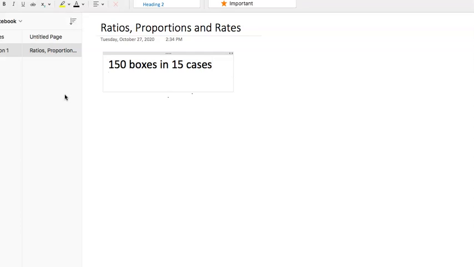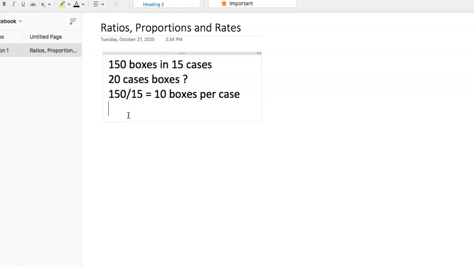Then this year, we know 20 cases, boxes, question mark. Okay, so you could set up this as a proportion if you want to, but I think the simpler way to do this is I just need to know how many boxes are in one case, right? And then we can multiply that by 20 to get our answer for this year. So fairly straightforward. 150 divided by 15 equals 10, right? 10 boxes per case. Okay, so now we know that there's 10 boxes in a case.